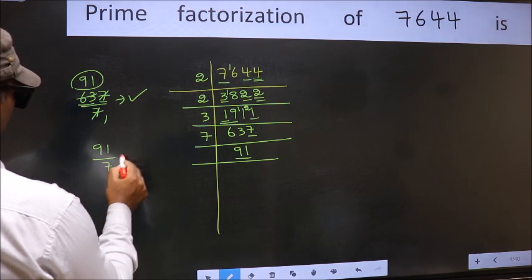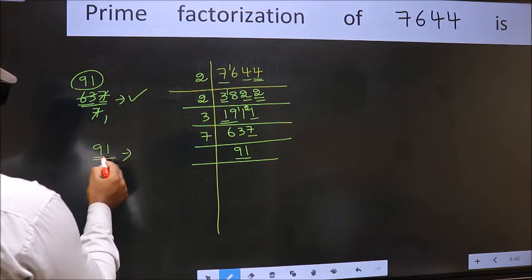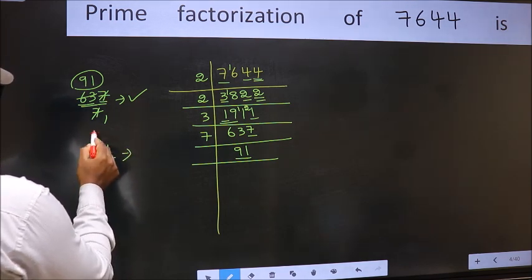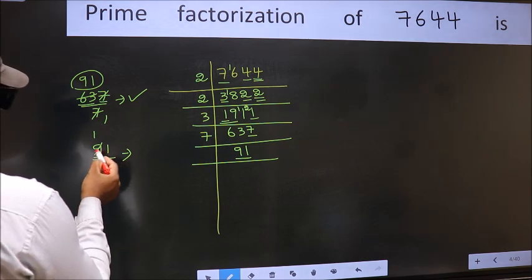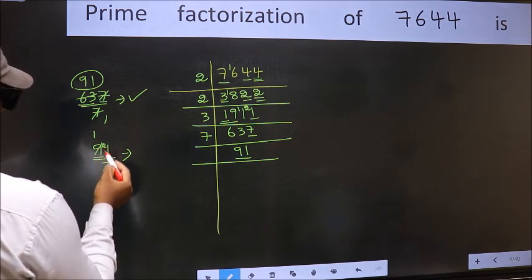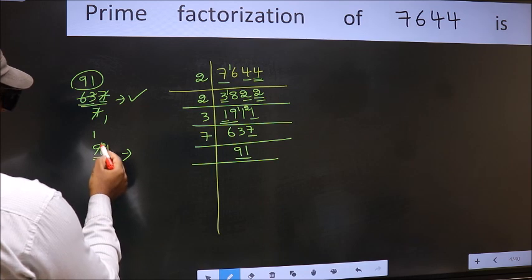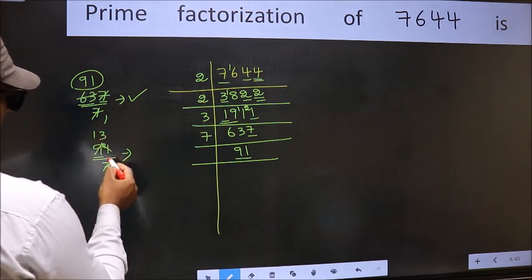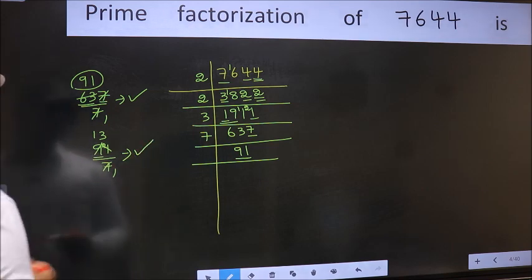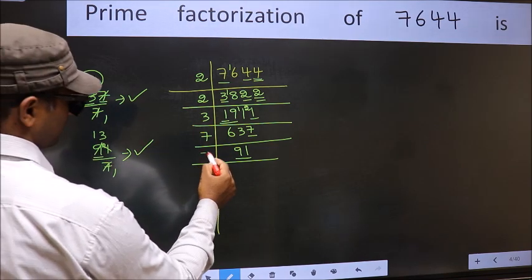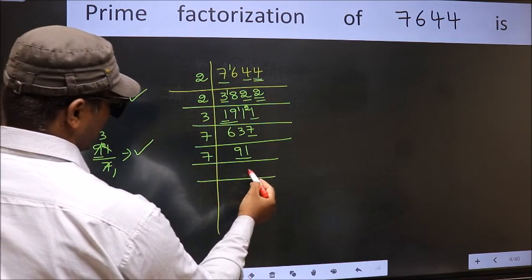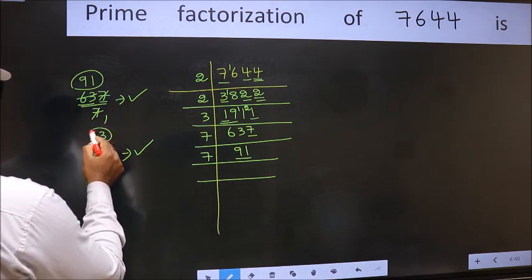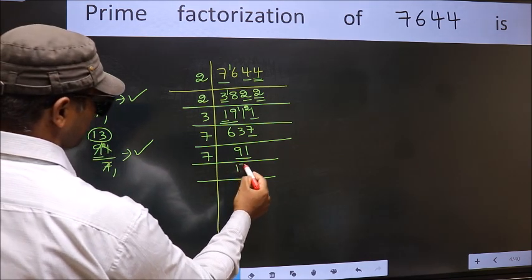91 by 7. A number close to 9 in the 7 table is 7 1s 7. 9 minus 7, 2, 2 carried forward, 21. When do we get 21 in the 7 table? 7 3s 21. No number has been left out, so this is divisible by 7. So 7 here. And here we should write this number 13.